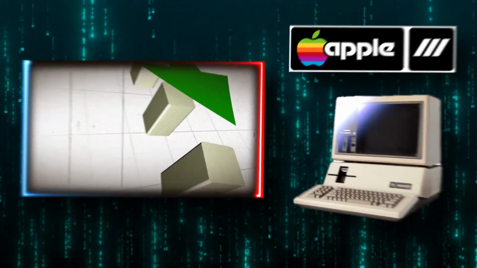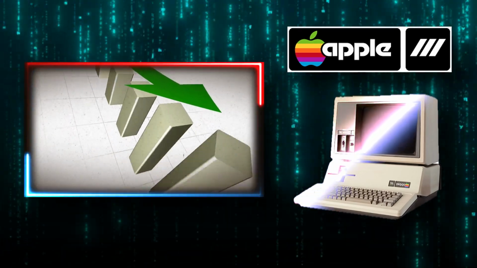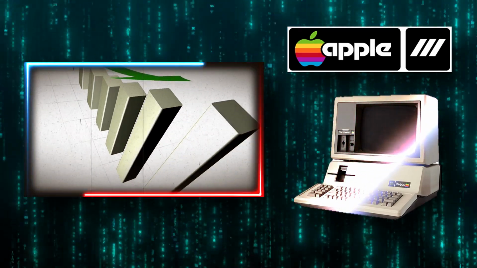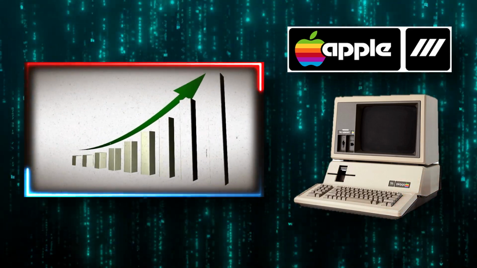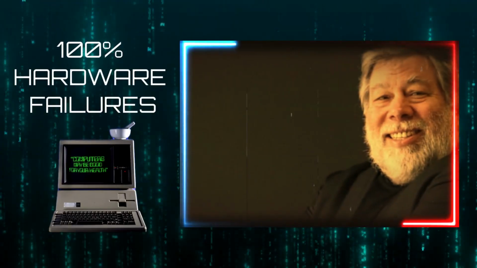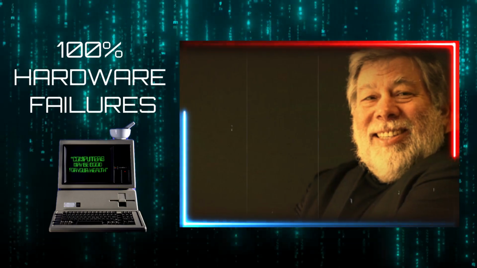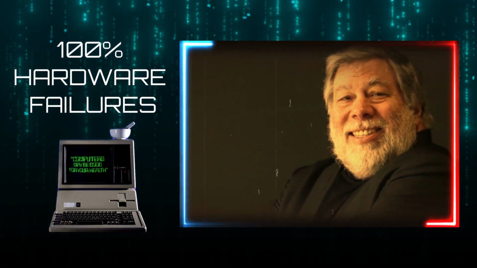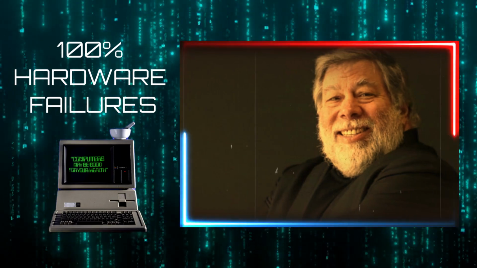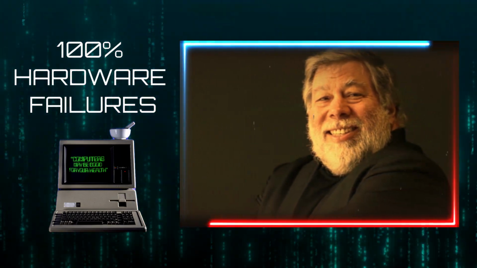Apple management intended to clearly establish market segmentation by designing the Apple III to appeal to the 90% business market, leaving the Apple II to home and education users. Management believed that once the Apple III was out, the Apple II would stop selling in 6 months, Wozniak said. According to Wozniak, the Apple III had 100% hardware failures.